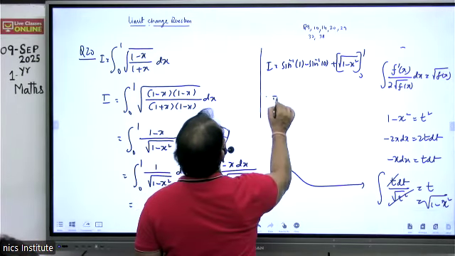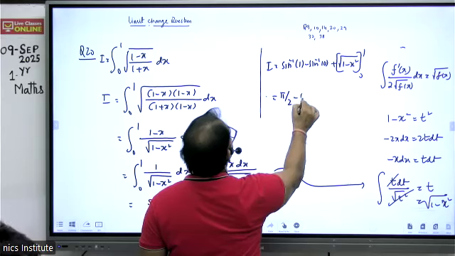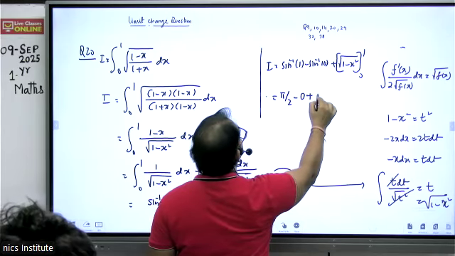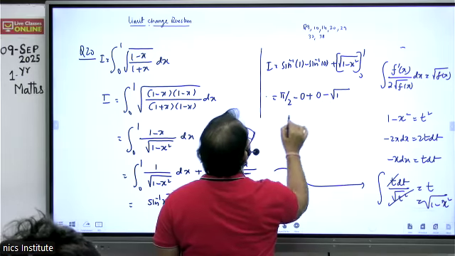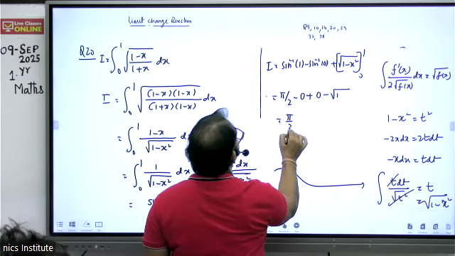Sine inverse 1 is pi by 2. Sine inverse 0 is 0. Put the upper limit: 1 minus 1 is 0. Minus the lower limit, which gives 1. Answer is pi by 2 minus 1.